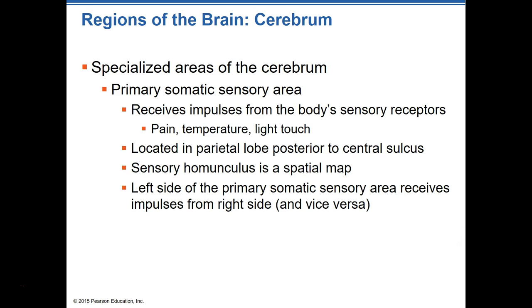The cerebrum has some specialized areas. There's a primary somatic sensory area that receives impulses from the body, from pain, temperature, touch. Those are mainly located in the parietal lobe. And then there's this sensory homunculus, which is a spatial map. The homunculus is kind of interesting. It's that spatial map so that we determine where a particular sense is coming from.